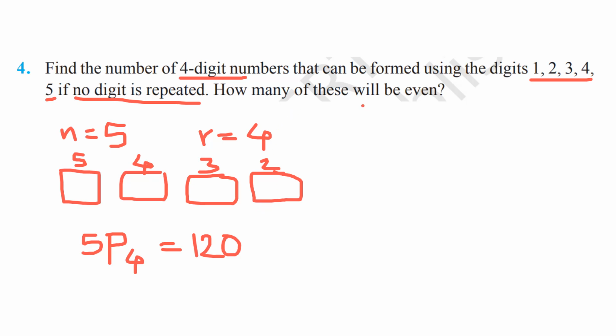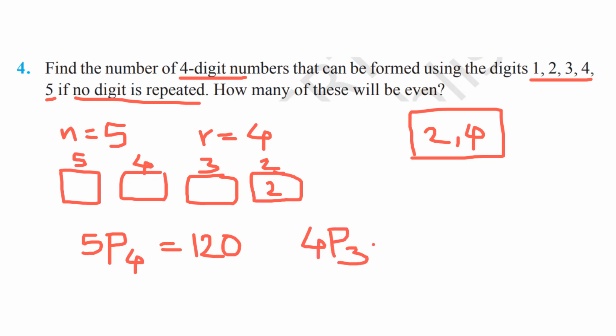How many of these will be even numbers? The numbers ending with 2, 4, these are even numbers. So if you place 2 here, then we have 3 positions and 4 numbers. 4 numbers and 3 positions, that is 4P3. What is 4P3? 4 multiplied by 3 multiplied by 2, that is 24.